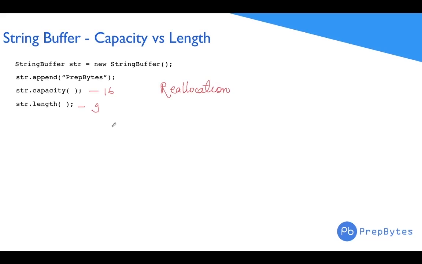So it's not that if the capacity is 16, we can only have 16 characters. But if we kept the capacity equivalent to the length, let's say 9, then every time the length changes, we would have to do the reallocation. So just to avoid the reallocation every time, there is some default capacity that is given to the StringBuffer so that we don't have to do the reallocation again and again. Okay, now let's proceed further and see the constructors that we have in StringBuffer.